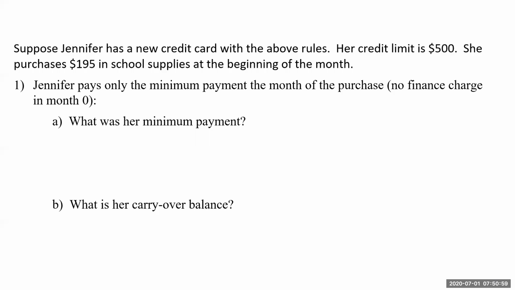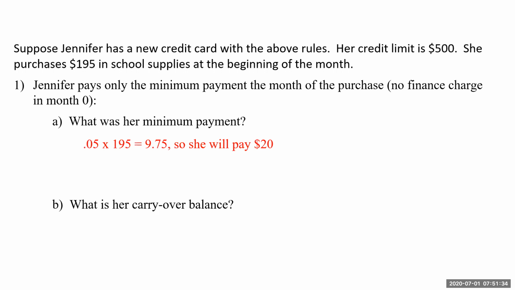Nice. Now, we are going to look at a very good friend of ours, Jennifer, right? And Jennifer has a new credit card with the above rules. So the agreement we just looked at was for Jennifer. Okay, now her credit limit is $500. She purchases $195 in school supplies at the beginning of the month. Now, Jennifer pays only the minimum payment of the purchase. Now, what is a minimum payment?